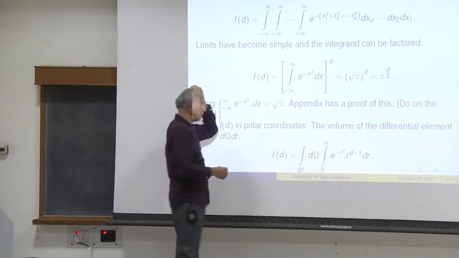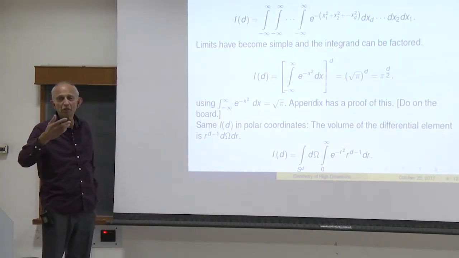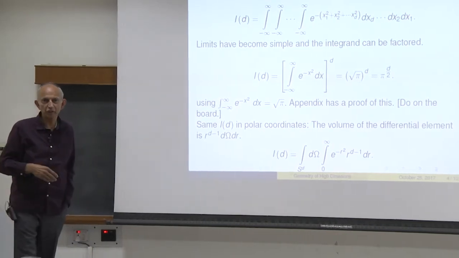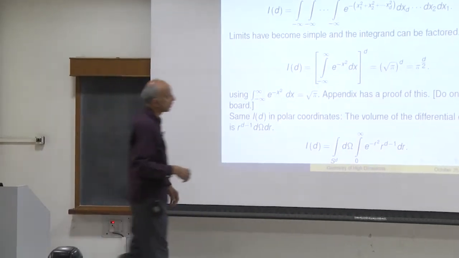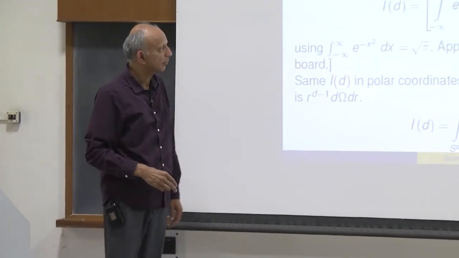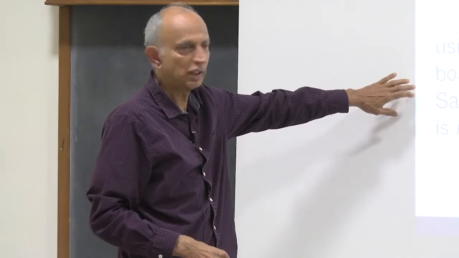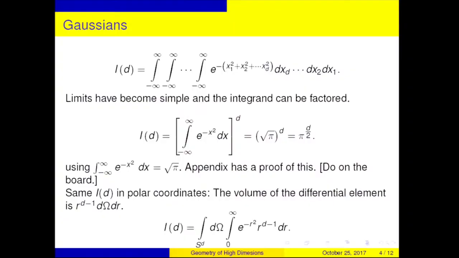If you downloaded the book, there's a proof that this integral is root pi. I guess I won't do that. It's just a definite integral. For instance, if you want to compute the normalizing constant for the Gaussian, that's the integral you want, right? So you get that I of d is this. In the appendix of our book, we have a proof of that standard thing. Now, I'm going to write this I of d in polar coordinates.